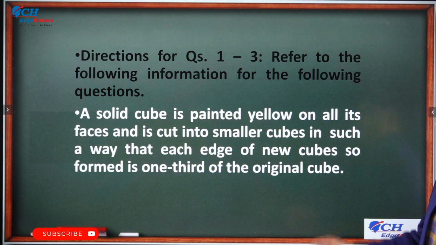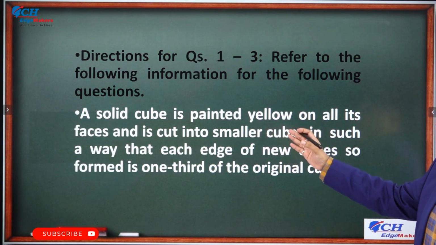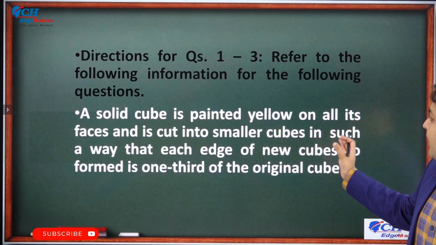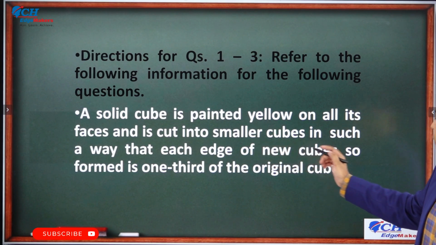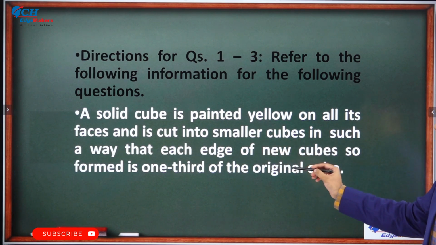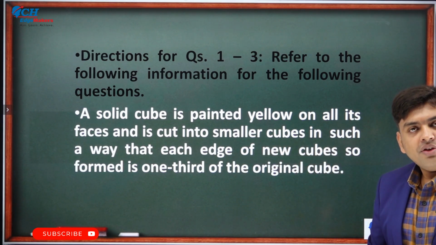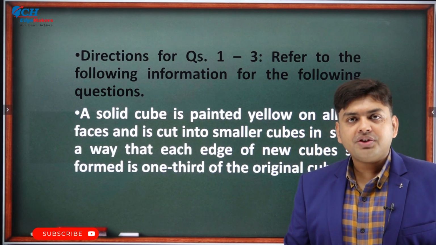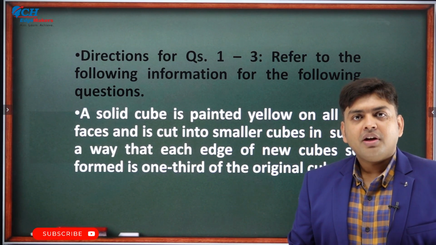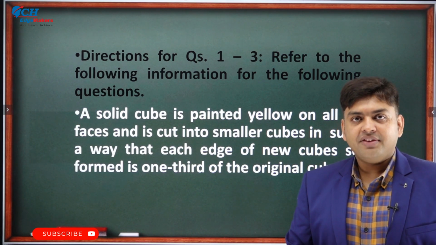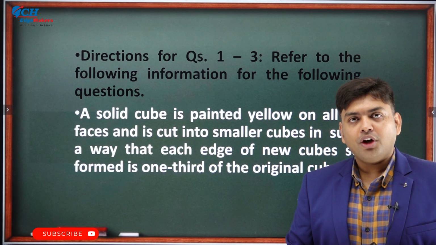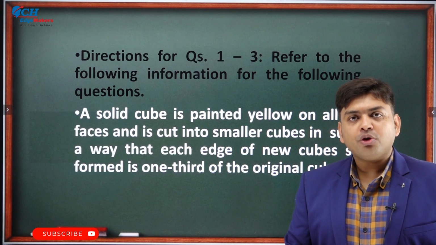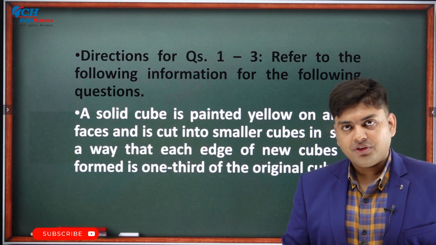The question here is: a solid cube is painted yellow on all its faces and is cut into smaller cubes in such a way that each edge of the new cube so formed is 1/3 of the original cube. Suppose we have a solid cube with edges of 3 units on each axis, which is the x, y and z axis, and we are cutting the solid cube on each axis so that we can get cubes of equal length and equal dimensions.